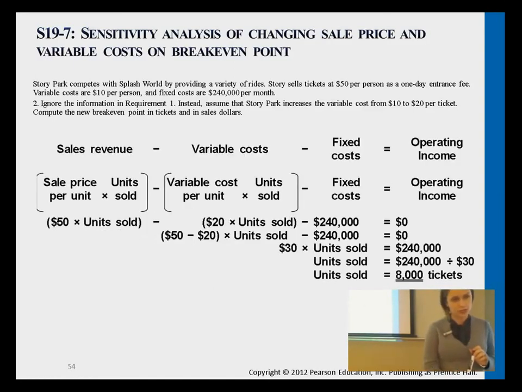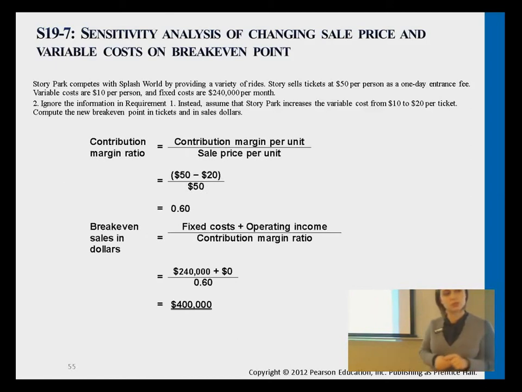So first you calculate your break-even units, and that's how you get the units. You're going to use this formula. The next step is you will use the contribution margin ratio to calculate your break-even sales in dollars. Clear? Okay.